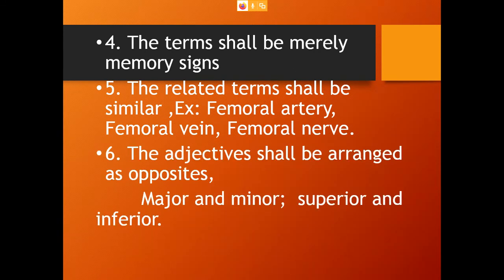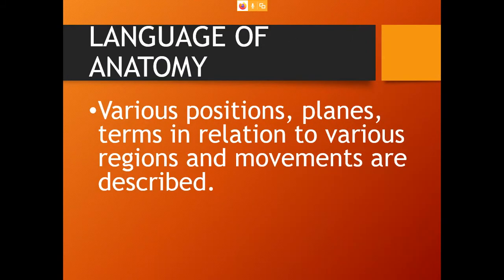The adjectives shall be arranged as opposites. Suppose two muscles are present in one particular area, the names should be like this: major and minor. The bigger one is there. Suppose we take the muscles in the chest region, two muscles are present. The bigger one is major, pectoralis major. The smaller one is pectoralis minor. If two muscles are present above and below and are of the same size, they are called superior and inferior. Like that. Language of anatomy.